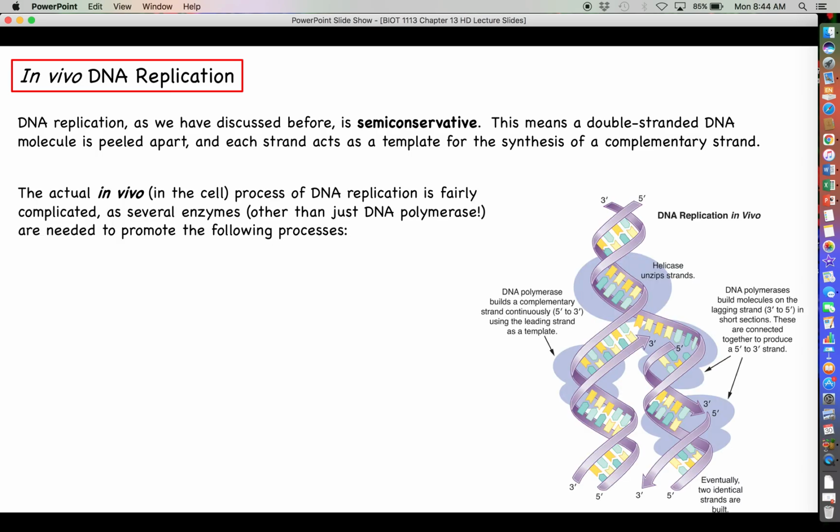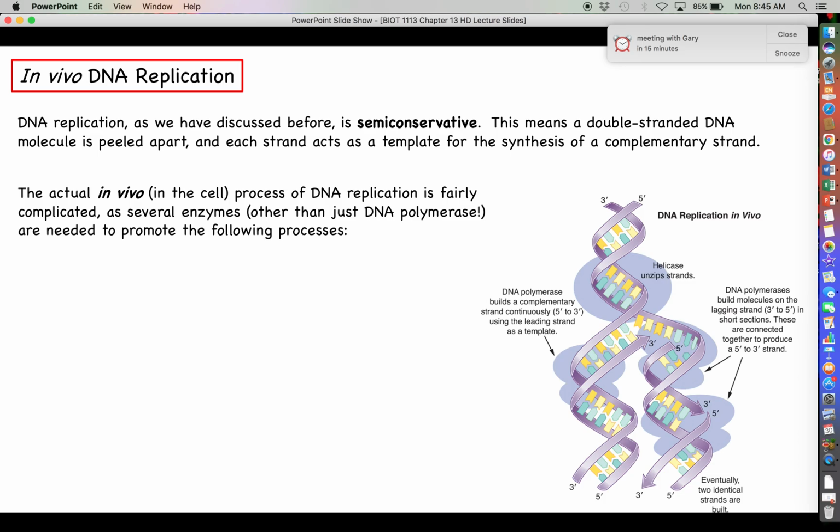but we're not just making it from scratch either. So in vivo DNA replication, the phrase in vivo refers to processes that happen naturally inside the cell. So anytime you see the word in vivo, that means this is how it happens in nature. This is how the cell does it. So the actual in vivo process of DNA replication ends up being fairly complicated, right? It's kind of a jumbled mess. There's kind of a lot going on.